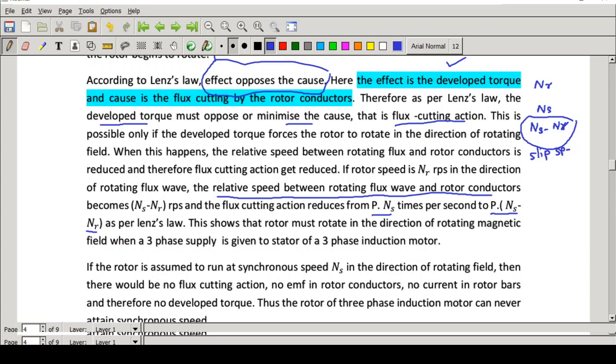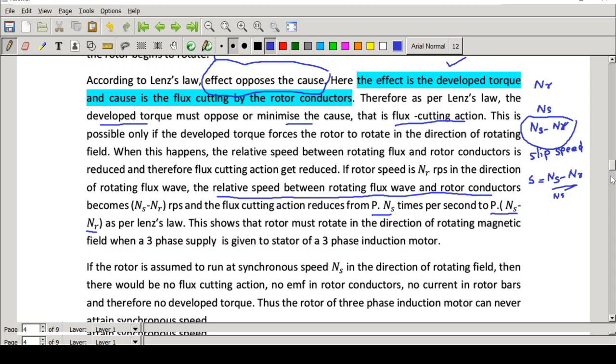The rotor will be rotating at a speed slightly less than the synchronous speed, and that you call slip. Usually the slip is represented by the letter S and is expressed as the ratio of Ns minus Nr, that is the relative speed or slip speed, to synchronous speed. So by Faraday's electromagnetic induction, EMF is induced in the rotor. The rotor starts rotating. Once it starts rotating, as per Lenz's law, the developed torque will try to oppose the change in flux, so that the rotor will try to catch up with the synchronous speed.